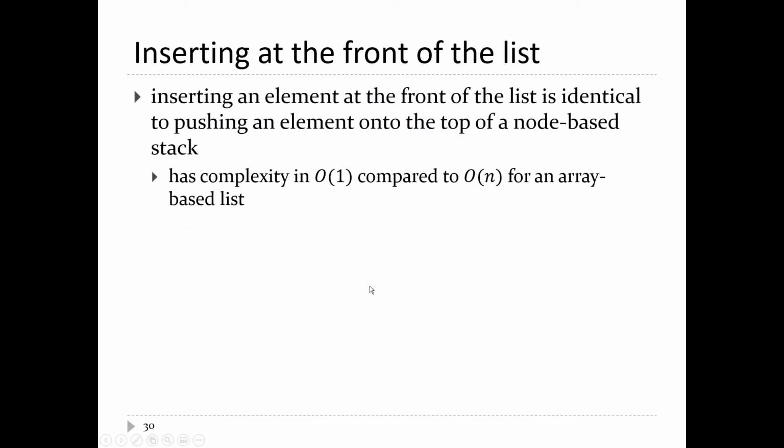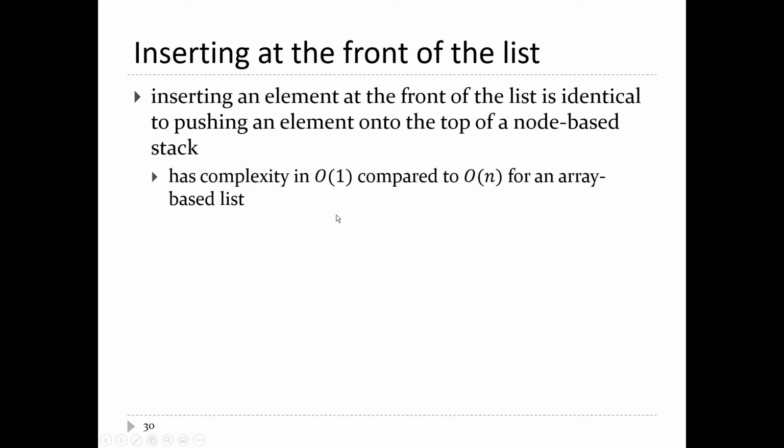To insert an element at the front of the list, that's identical to pushing an element onto the top of a node-based stack. Now this has complexity big O of 1 for a linked list. And you should compare that to what happens in an array-based list, where inserting an element at the front of the list has complexity big O of n. Right? Now, the reason that the complexity is big O of n in an array-based list is that we have to move all the elements of the list one position to the right in order to make room for the inserted element.